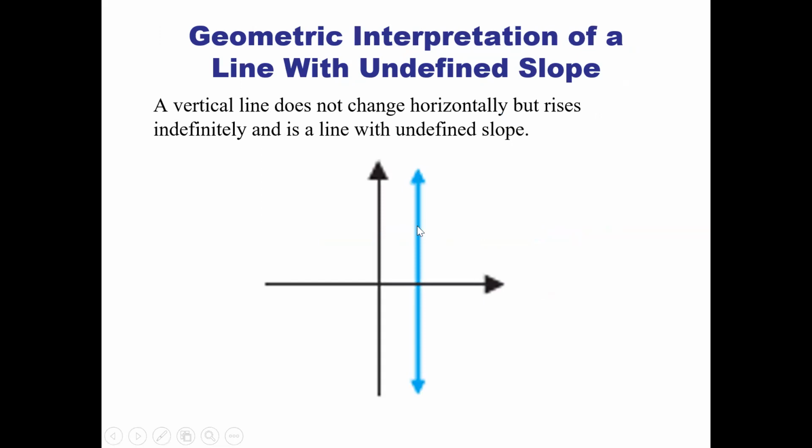Now, like I told you before, if you get an undefined slope, which is a 0 in the denominator, what you're going to get is a vertical line, and that's what we have here. It doesn't change horizontally, left or right. It just keeps going indefinitely, straight up. In this case, you're going to have something like x equals, I don't know, maybe 3. And so your x is always going to be 3 no matter what your y is. It doesn't matter what your y is, it's always going to be that. That's going to be your undefined slope, and it's going to be a vertical line.